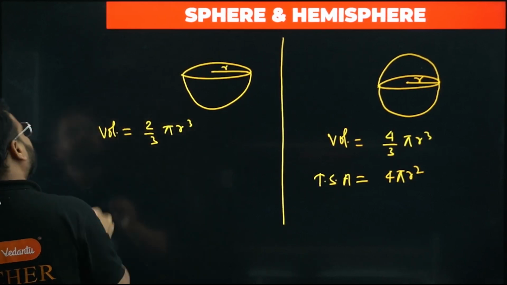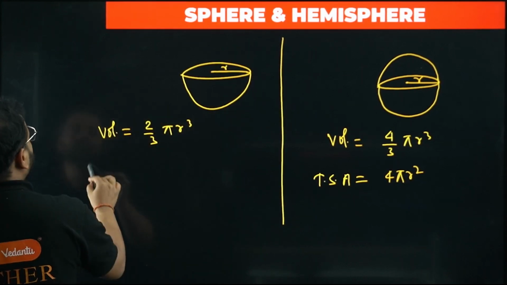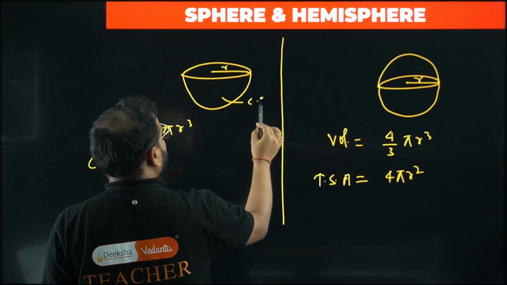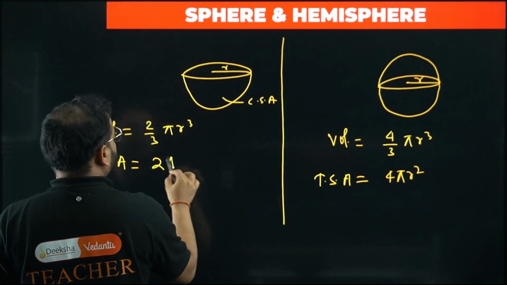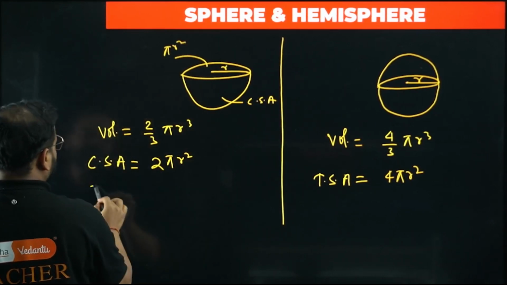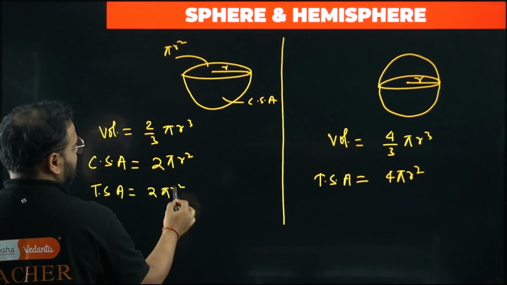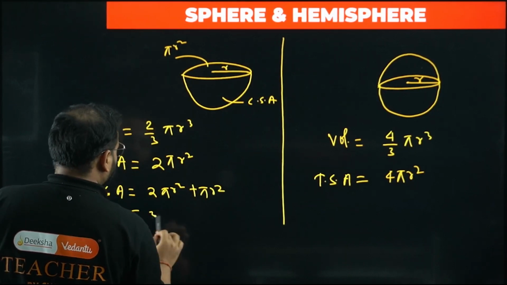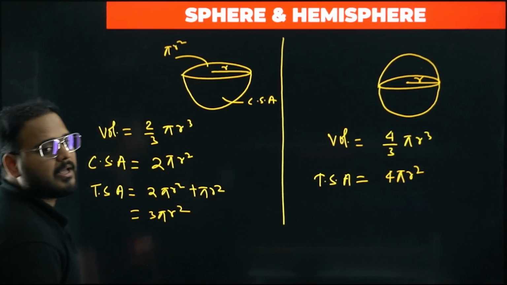What about the surface area? Will you have only CSA or will you have only TSA in this case? No, sir, you'll have CSA also. Curved surface area, this part, bacha, this is called CSA. And what is that going to be? Half of the sphere, so 2 pi r square. And what about this part? This is a circle, sir, so pi r square. So when I'm writing the TSA, I'll write 2 pi r square, which is for the CSA, plus pi r square, which makes our total 3 pi r square. I hope this is clear.